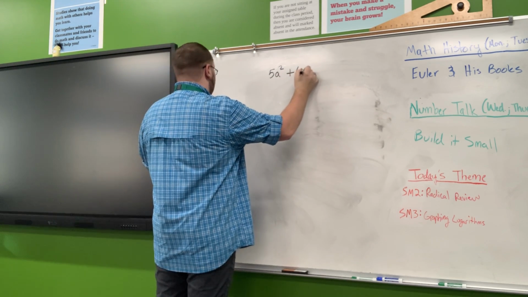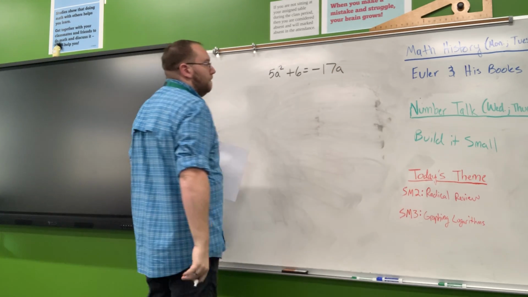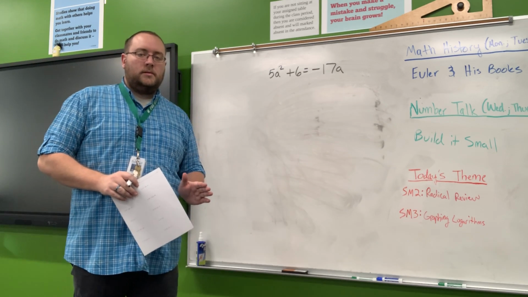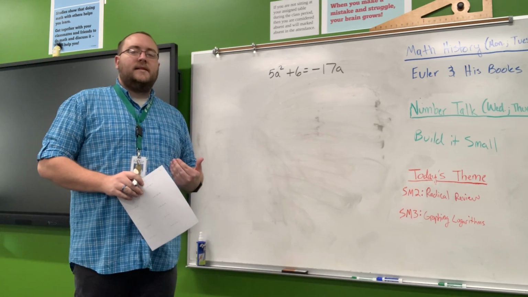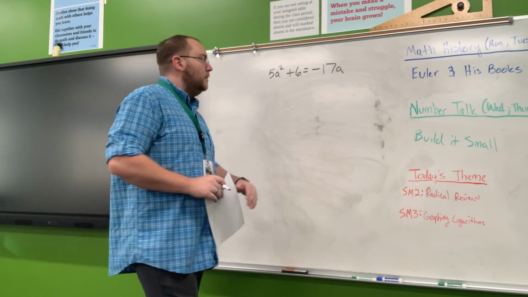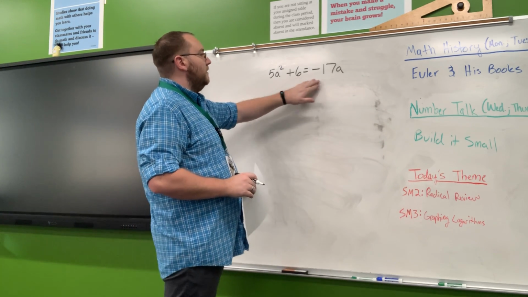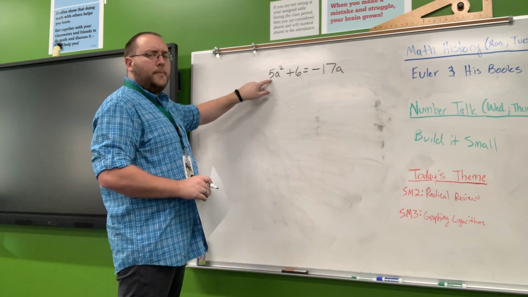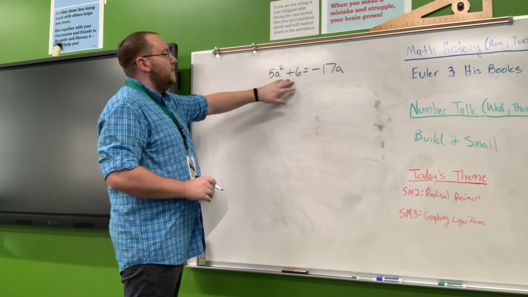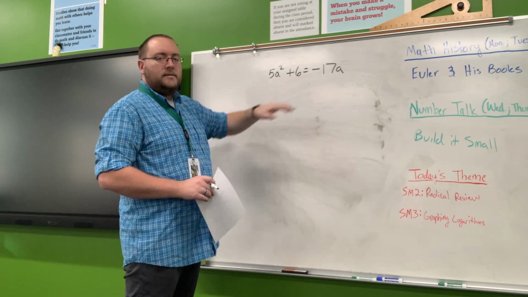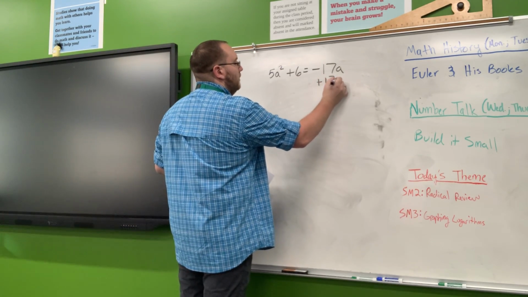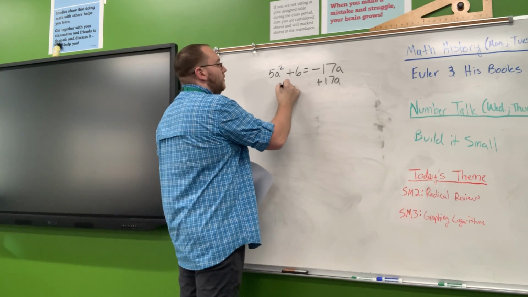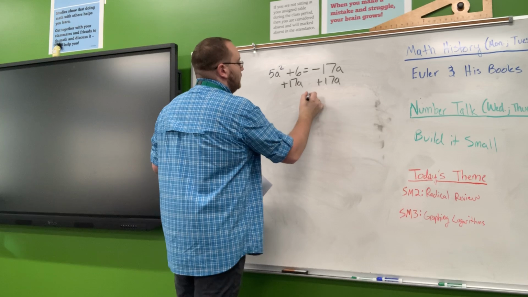plus 6 is equal to negative 17a. Okay? So remember, when we're solving quadratics, we need everything on one side, 0 on the other side of the equal sign. Now personally, I like to keep my leading coefficient, the 5 here, positive. So I'm going to keep this stuff over here. I'm going to add 17a to both sides, because negative 17a plus 17a is 0. Whatever I do to one side, I do to the other. So on this side, I should have 0.